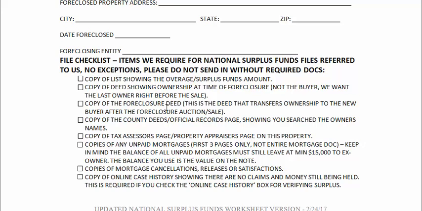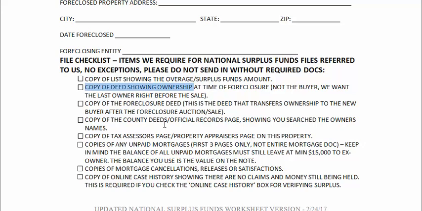Next one is a copy of the foreclosure deed. Now we do want that deed where it was transferred from whoever the owner was to whoever the new buyer is. Sometimes in tax sales, that'll be a sheriff's deed or a trustee's deed, okay? It's going to show a transfer at the actual auction or foreclosure. But we want that in addition to the deed showing who owned it prior. Got me?